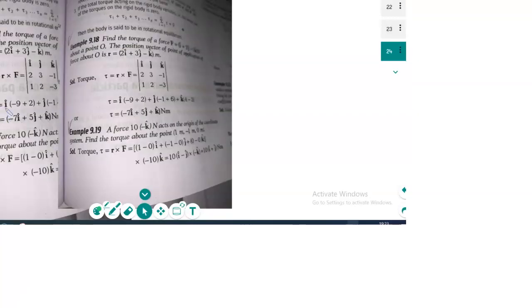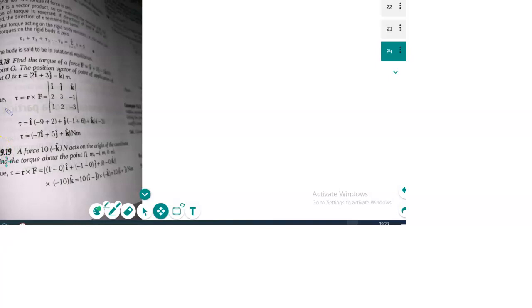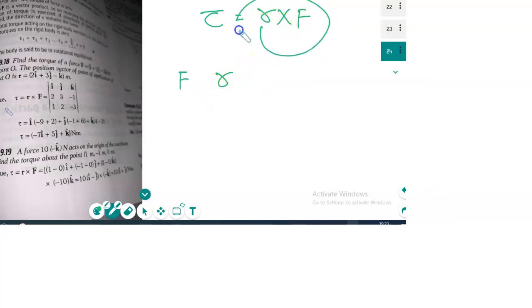So it is very easy. But the problem is that my answer was a little bit different. They have minus 7i plus 5j plus k, and I got minus k minus 5j plus 7i. Maybe you took F first and R second. Torque is equal to R cross F. If you change the order, your answer will become negative.